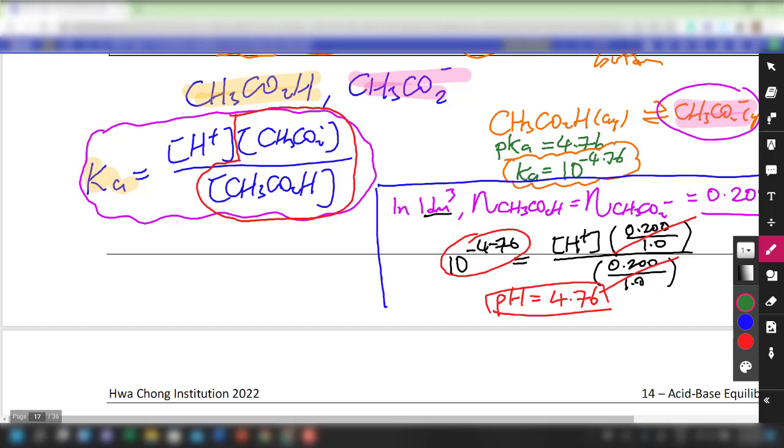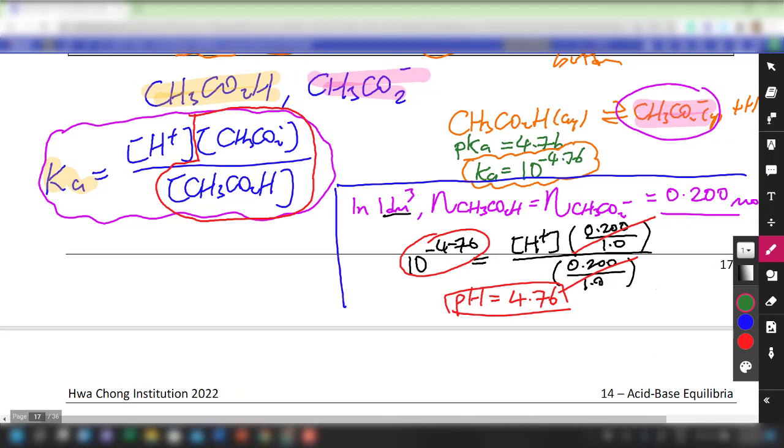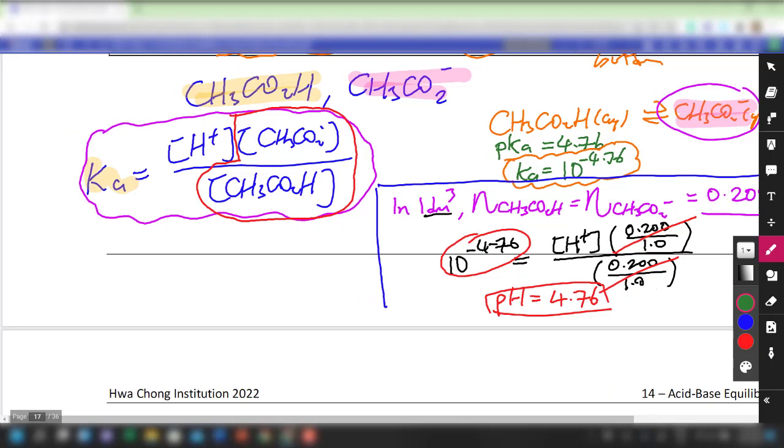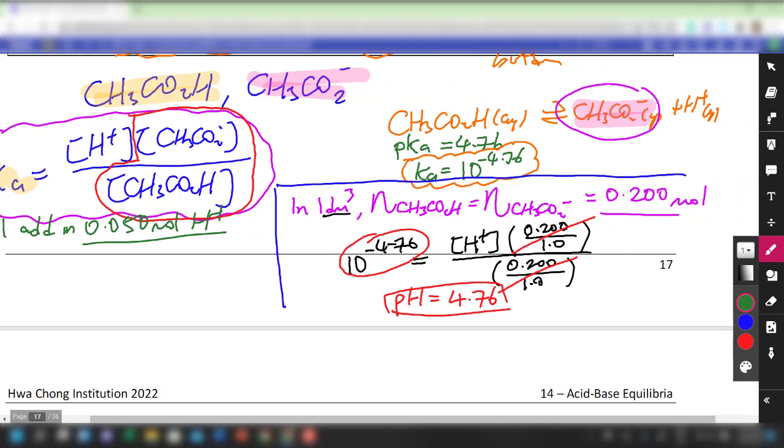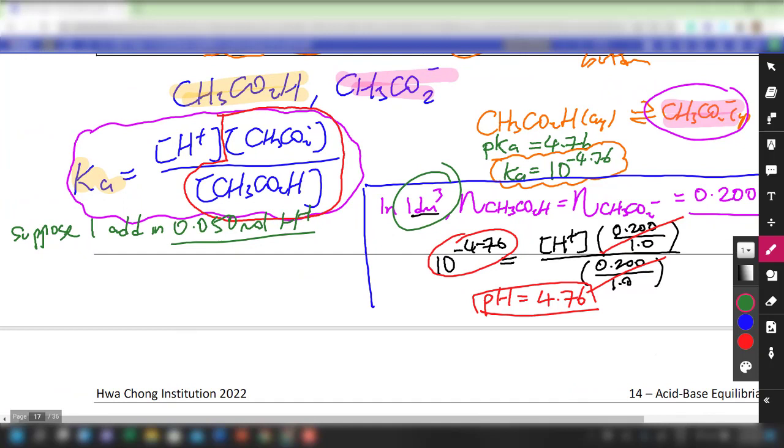So suppose I add in 0.050 moles of H+ to this particular solution. Assume that the volume is negligible, but it doesn't really matter, which you will realize later on. Now what exactly is going to happen?